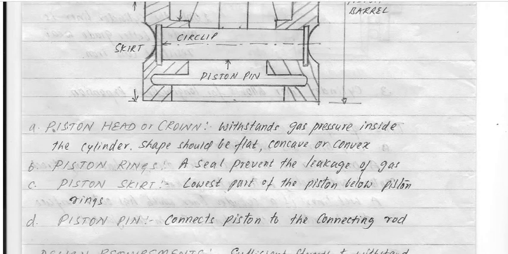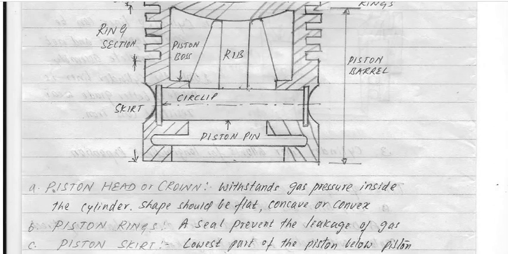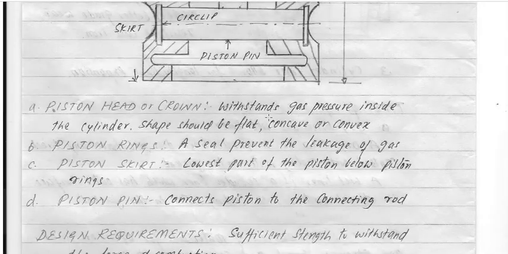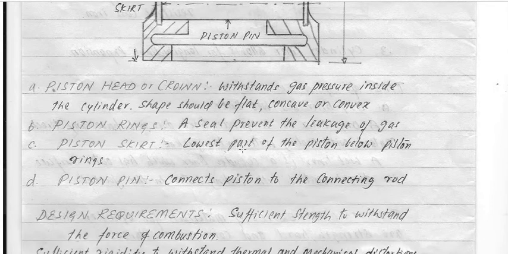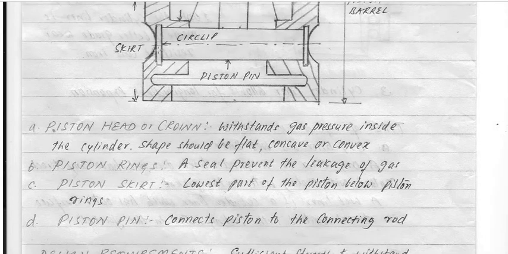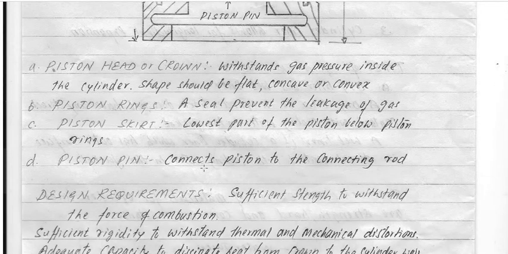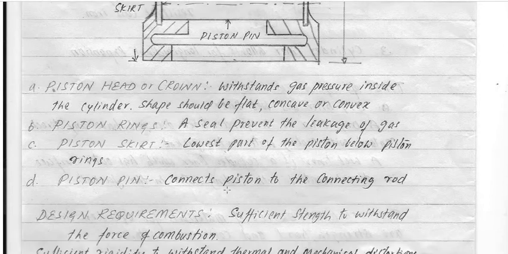So first we will see a part, that is the piston head or crown. It withstands the gas pressure inside the cylinder, and its shape can be flat, concave or convex. The piston rings: the function of the piston ring is to seal or prevent the leakage of gas. Then the piston skirt is the lowest part of the piston, below the piston rings. Then the piston pin connects the piston to the connecting rod.